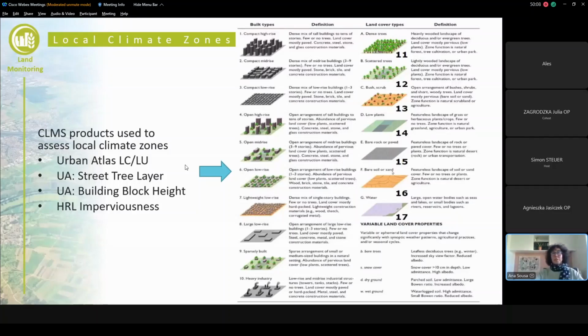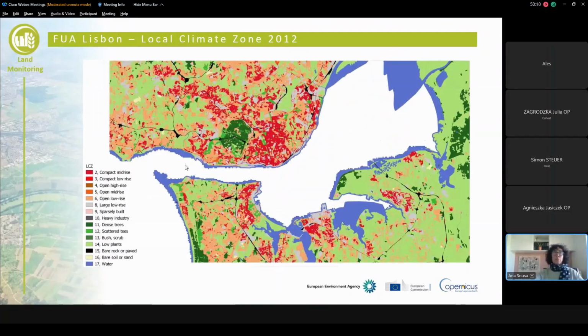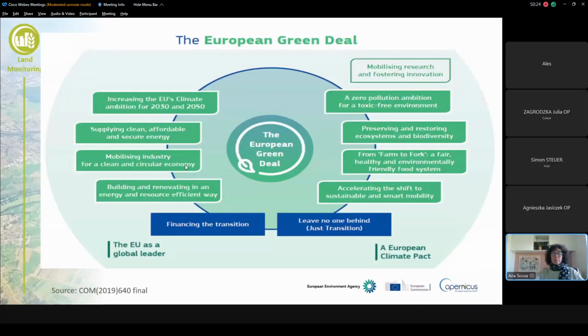And I'll show you an example, which is the city where I come from, Lisbon. This is the result of the derivation of local climate zones on the basis of Urban Atlas for the city of Lisbon. And one last suggestion that I found out just now, that it matches the challenge that is identified for this data set, which is the European Green Deal. I show it here as a possible area to explore.